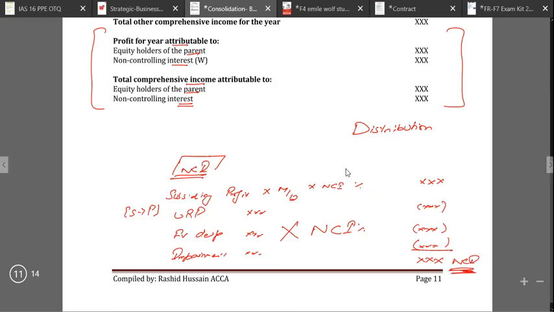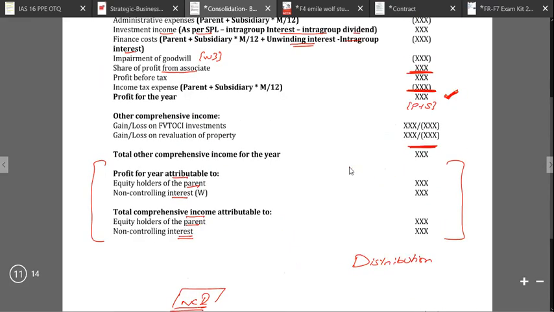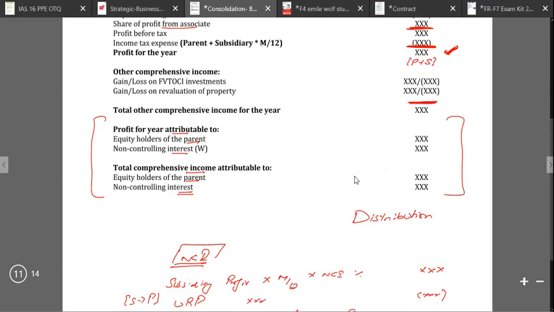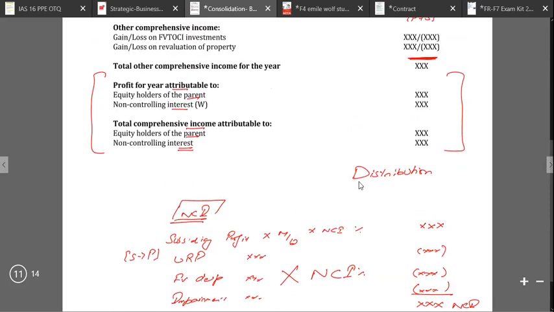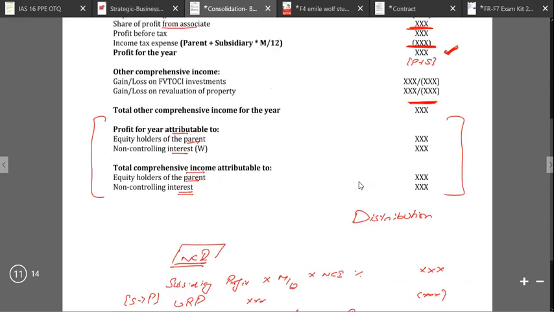So remember one thing: don't make the mistake in the exam of distributing the profit for the year between the parent and NCI, because we need to distribute to the NCI the profit of the subsidiary, and you need to allocate some adjustments as well. Once you have calculated this NCI profit, you take this profit over here. This is the working which you have done, the static one. Now if you take the total profit for the year and deduct the NCI profit calculated from the working, the remaining profit, which is the balancing figure, belongs to the parent.